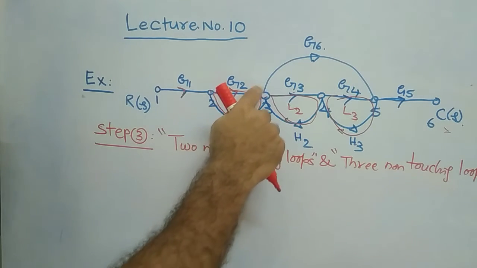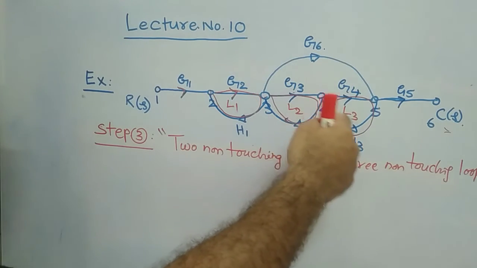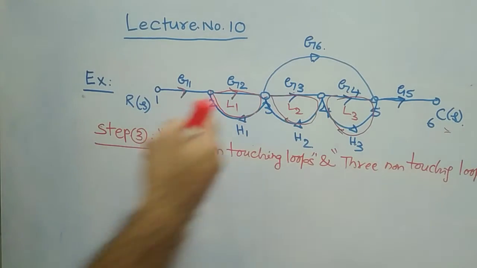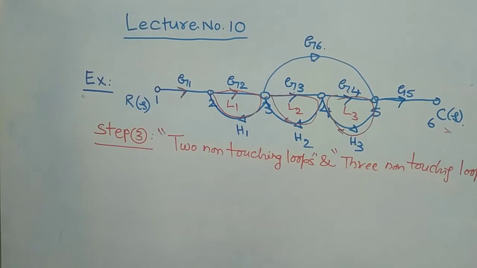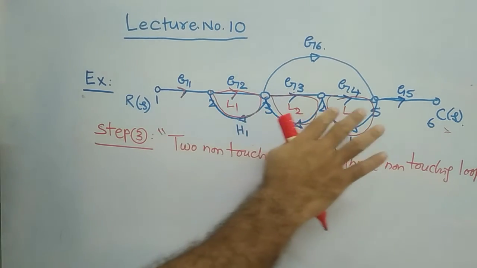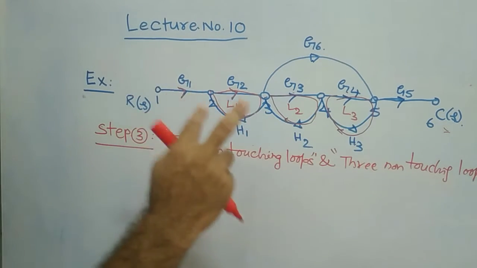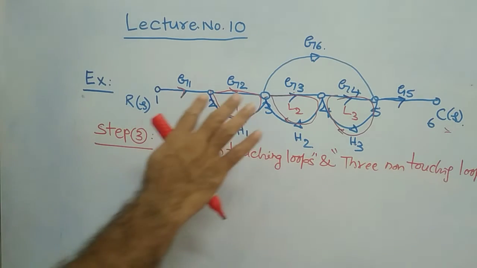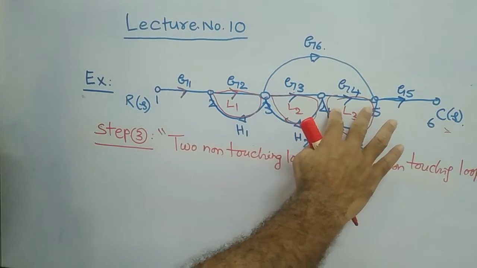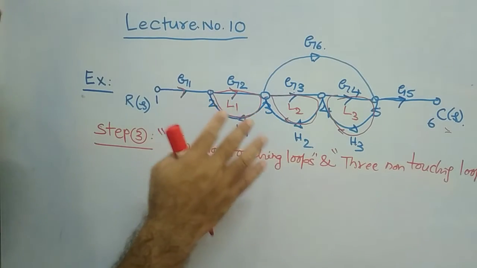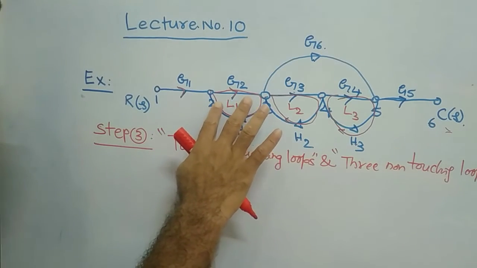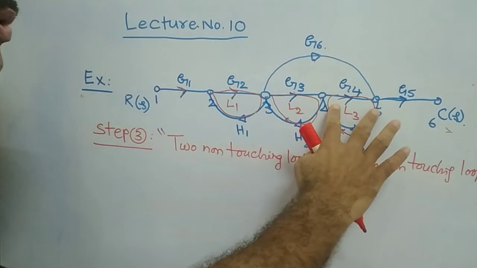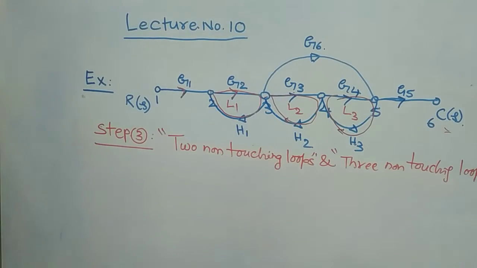If you consider the first loop and the third loop, these 2 loops are not touching each other. Therefore, 2 non-touching loops are there. Likewise, you have to identify. This is one loop, and the third one is the other loop. Jointly, that is nothing but 2 individual loops you are having here, and these 2 are not touching each other.